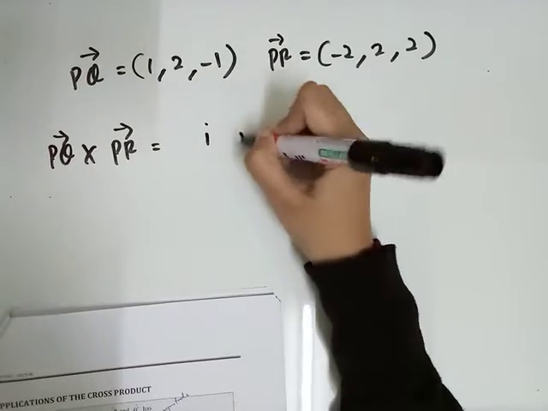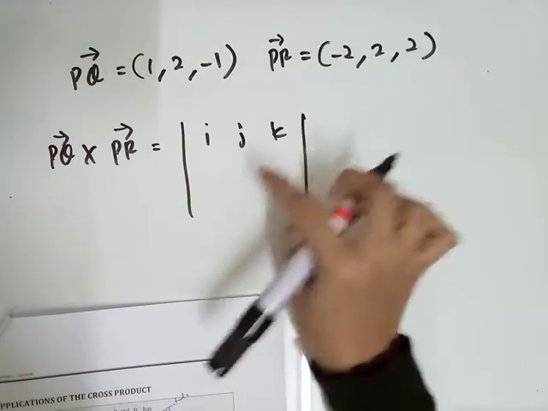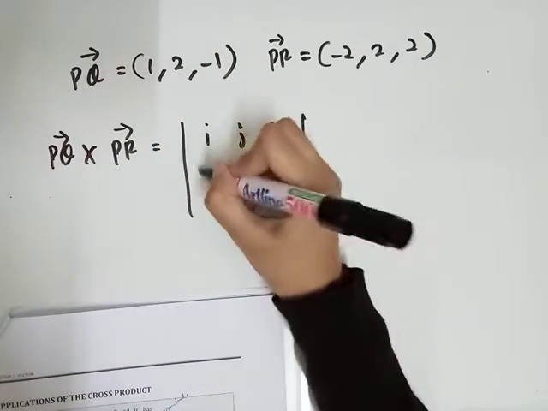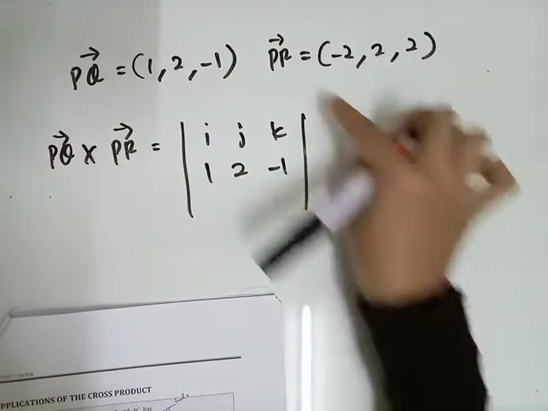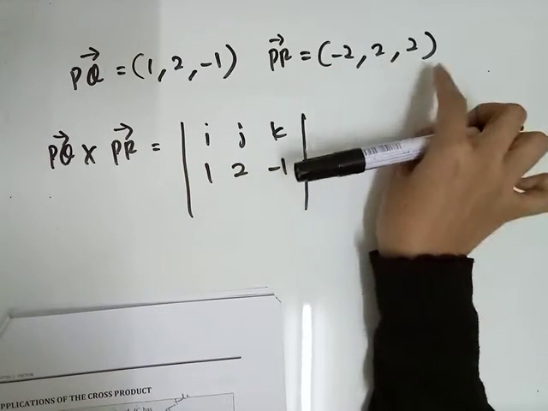Okay, I, J, K. And then the first row, this is the first row. The second row should be vector PQ which is 1, 2, negative 1. And then the last row, vector PR, negative 2, 2, 2.